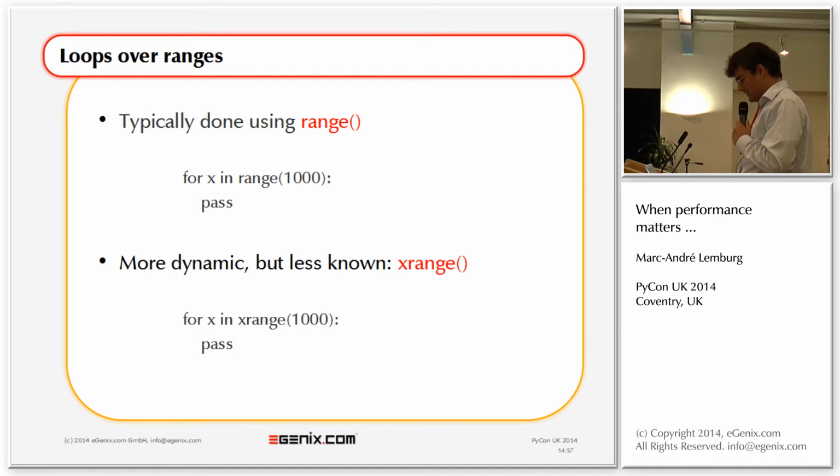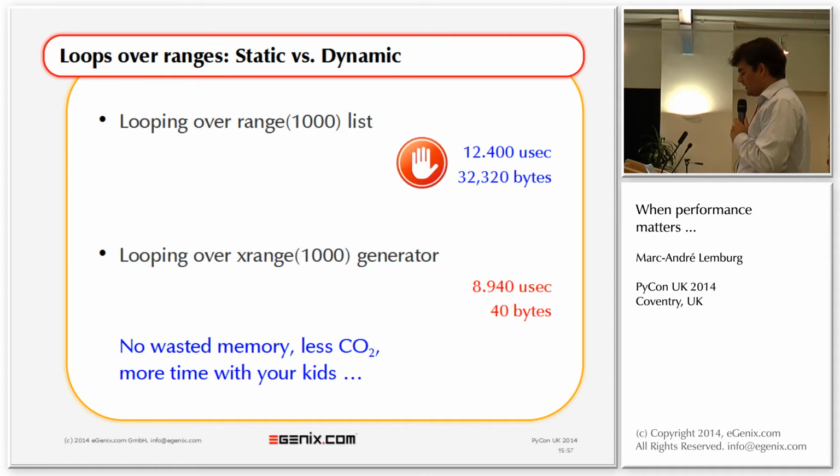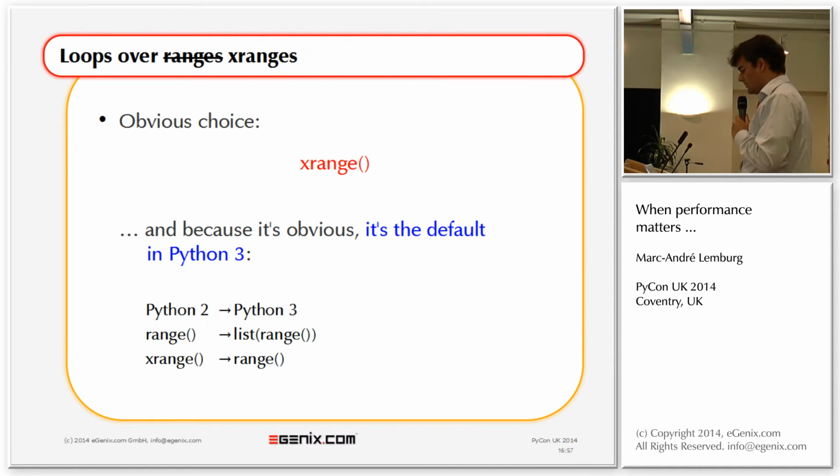Which is actually good, because if you compare those two, you can see that there's a huge difference between using range and xrange. xrange just uses 40 bytes, because it's a generator. And with the list, you have to create the list, and it takes 32 kilobytes of memory and runs a lot slower. So the obvious answer here, of course, is to use xrange. And because it's so obvious, it was changed in Python 3. So in Python 3, range is actually the xrange function from Python 2.